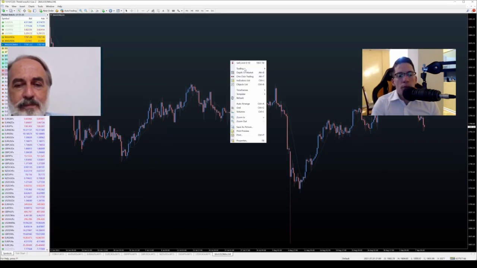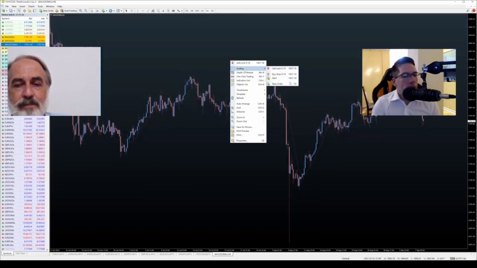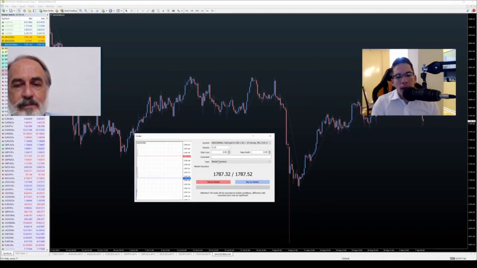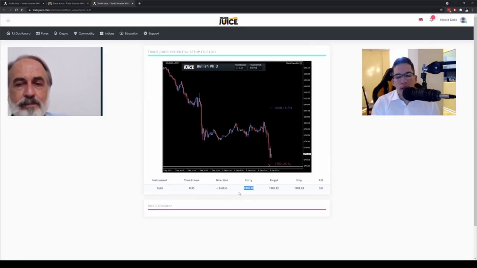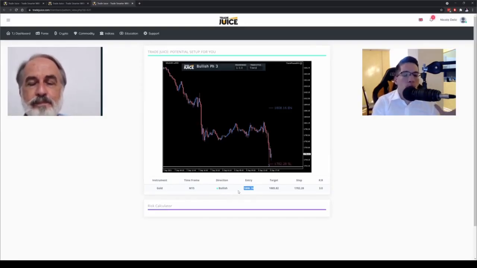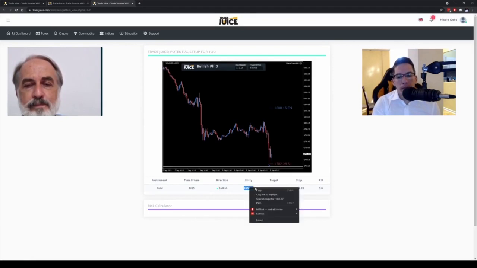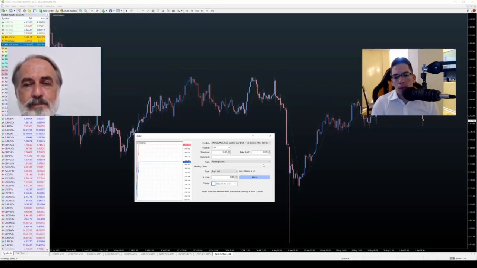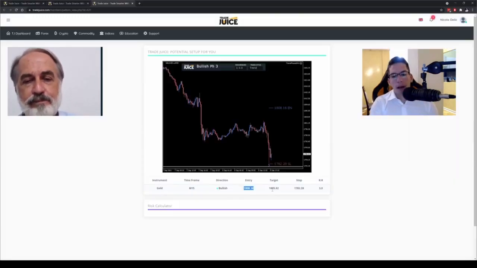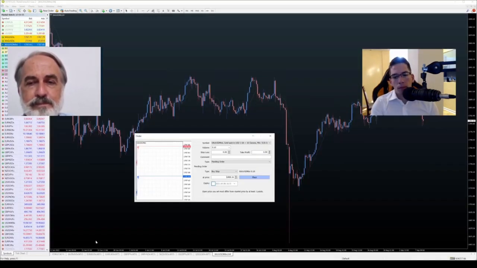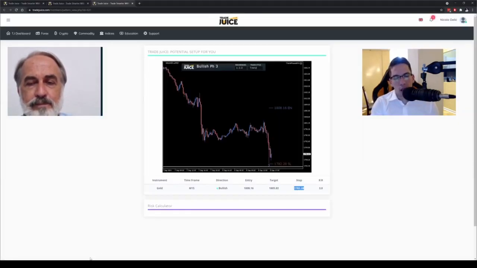You find gold on your broker, go to trading, right click, new order, and type is pending order. Since, let's get back to this part, it's a bullish trade, so we want to buy. So it's a buy stop. So we just need to copy the entry price. After that, we are just going to copy the target price. Copying to take profit, and finally the stop loss.